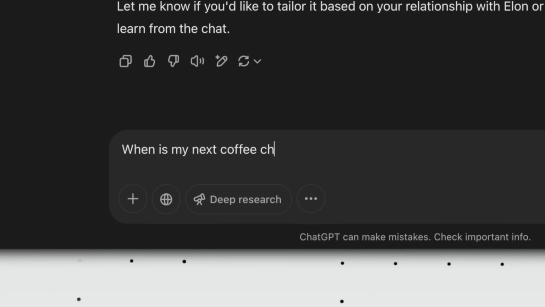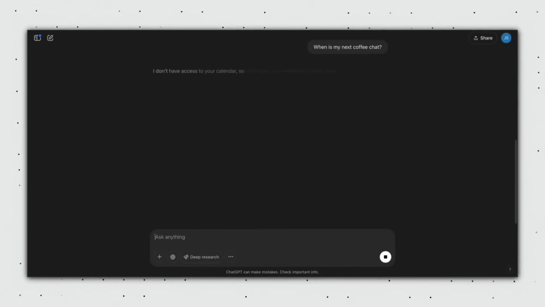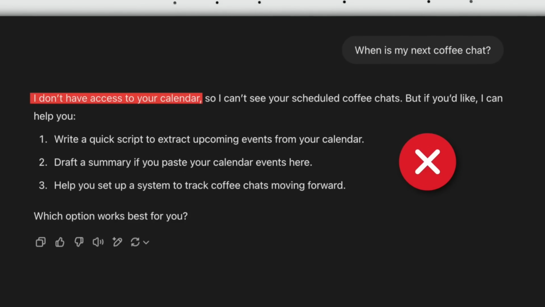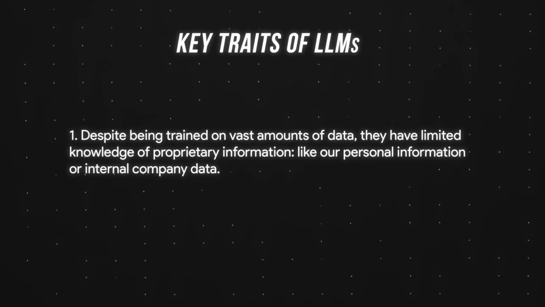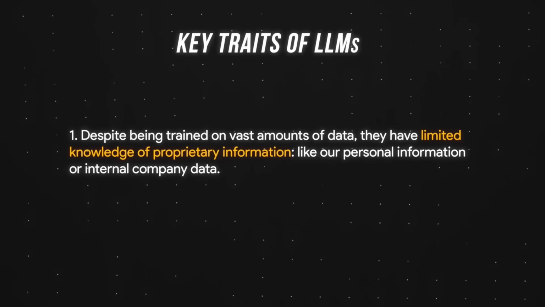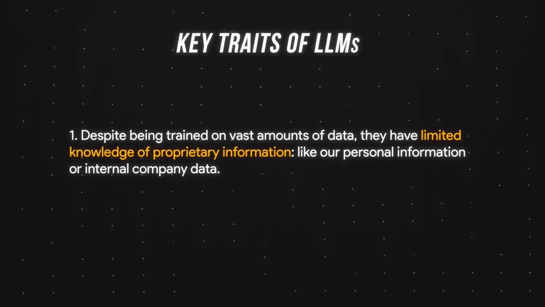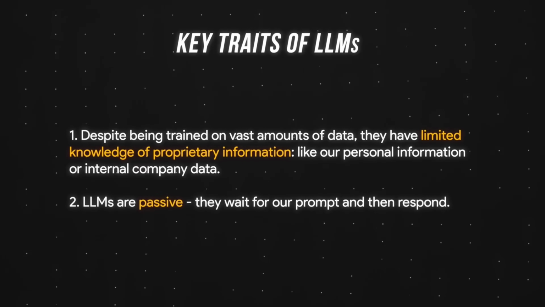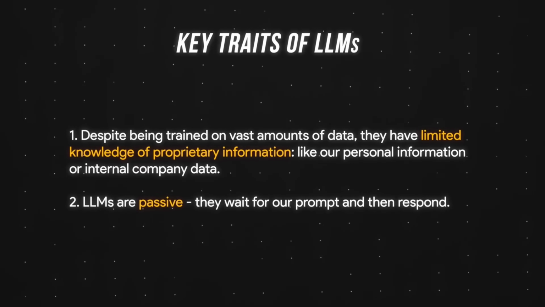When I ask it when is my next coffee chat, it won't be able to answer because it doesn't have access to my Google Calendar, and that is where the limitation lies between an LLM and an AI workflow. So this highlights two key traits of LLMs. Despite being trained on a vast amount of data, they have limited knowledge of our proprietary information, like our personal or internal company data. LLMs are passive. They wait for our prompt and then respond. So keep these two things in mind.